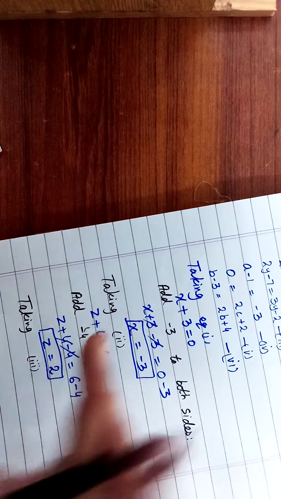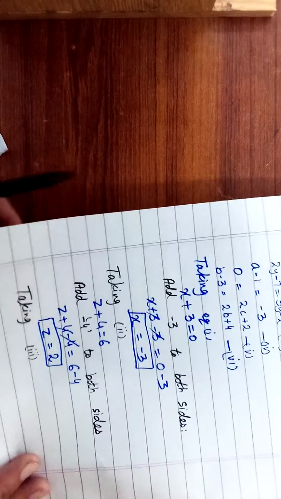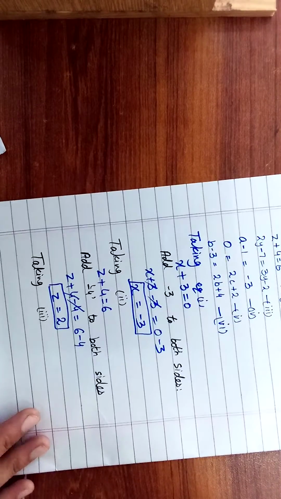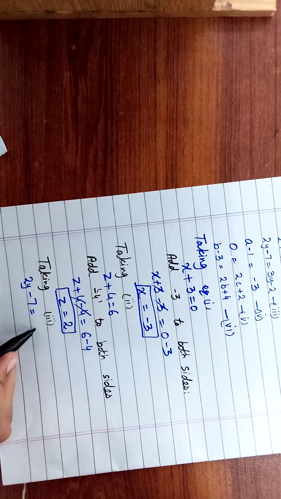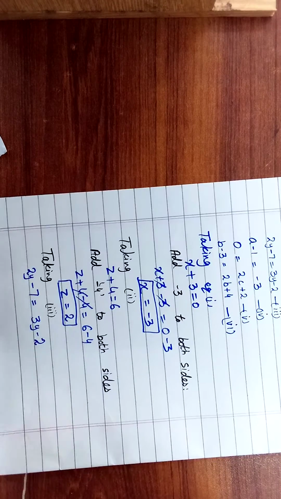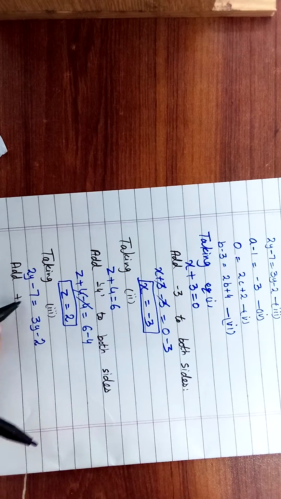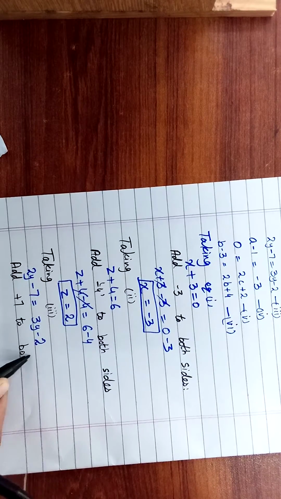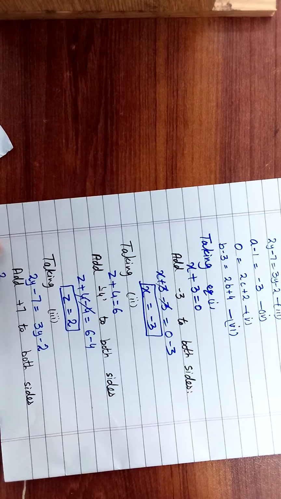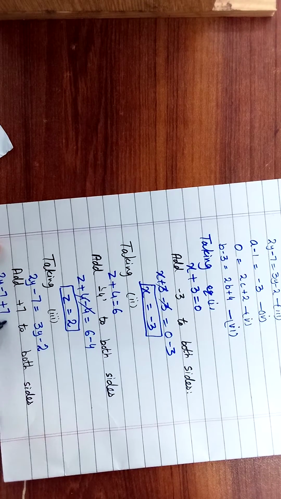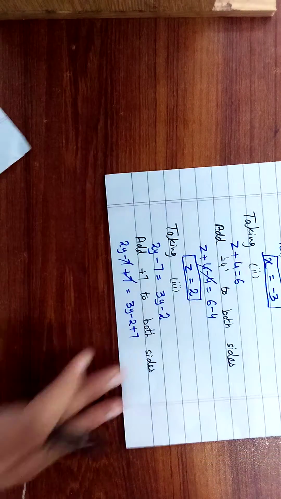Okay, so equation 3 is 2y minus 7 is equal to 3y minus 2. Now by shifting minus 7 to the other side, we will add plus 7 to both sides. So 2y minus 7 plus 7 is equal to 3y minus 2 plus 7. 7 and 7 are cancelled.